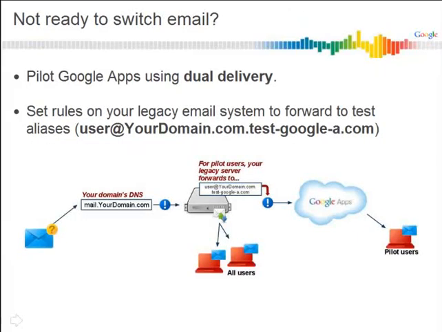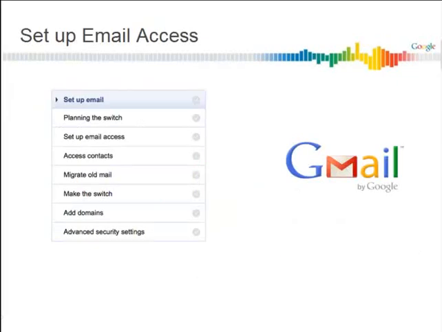If you're not ready to fully switch your email service over to Google Apps, you can also set up a pilot group using dual delivery. This configuration consists of setting up forwarding rules on your existing email system to deliver email to a test alias in your Google Apps account. Configuring dual delivery before changing your MX records is not mandatory, and if you're interested in setting it up, please visit your setup wizard for more details. Now that email delivery is configured, we'll discuss your options for accessing your emails.